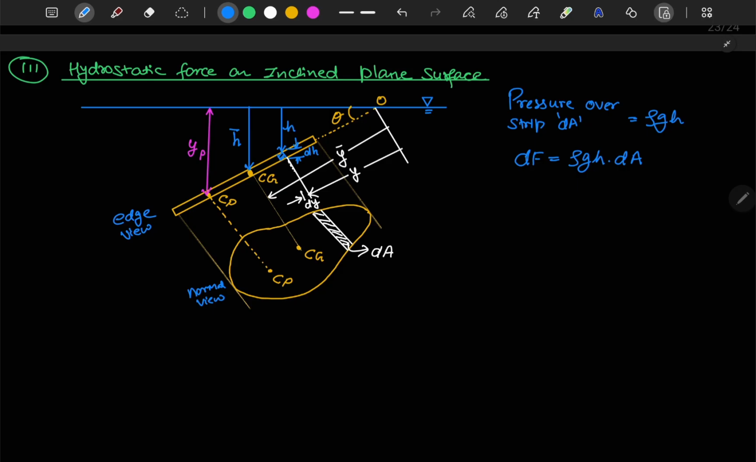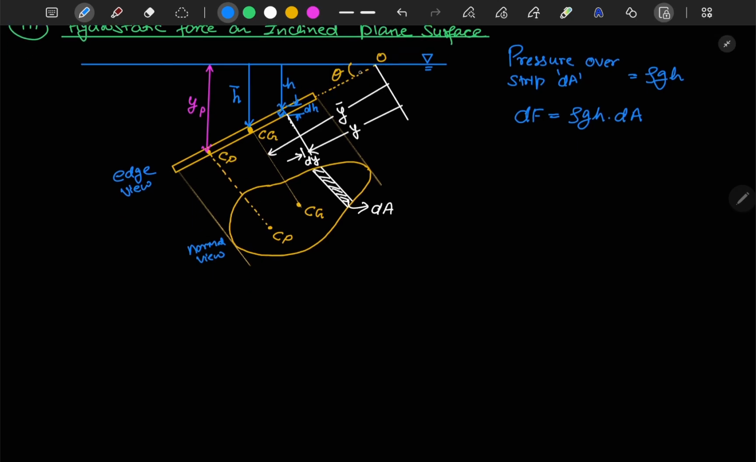And one more thing: let's consider this similar triangle here. I can write that sine theta is equal to h by y. So from here I can write h is equal to y sine theta. Now we will use this here: rho g times h, which we write as y sine theta, times dA.